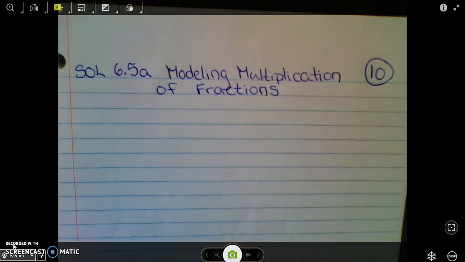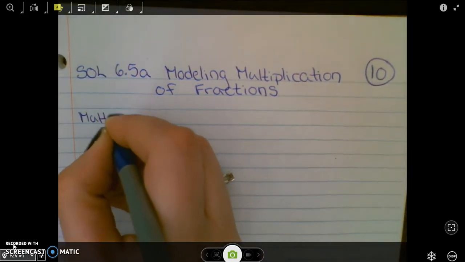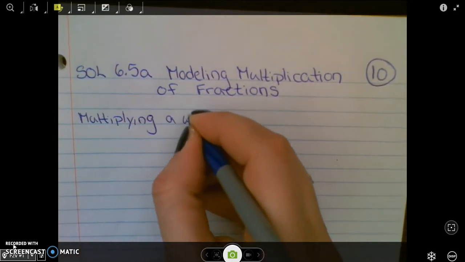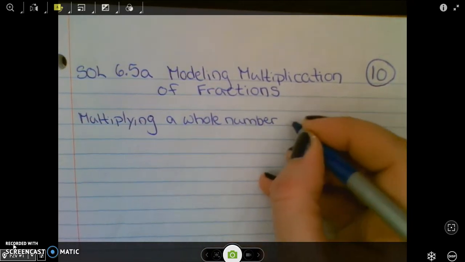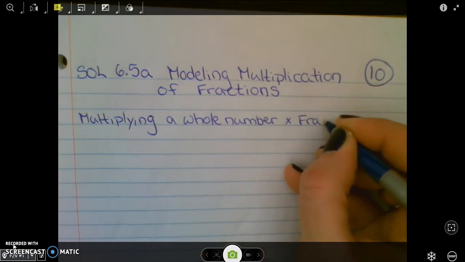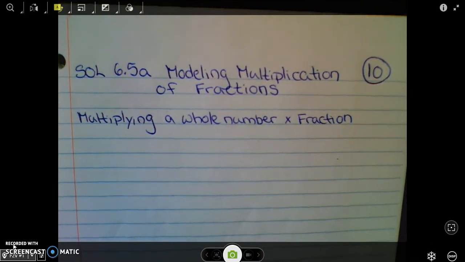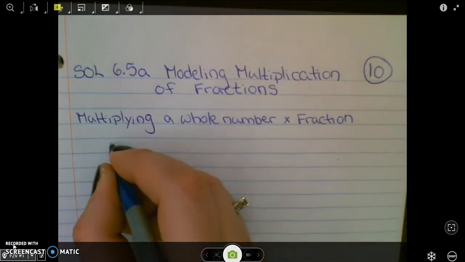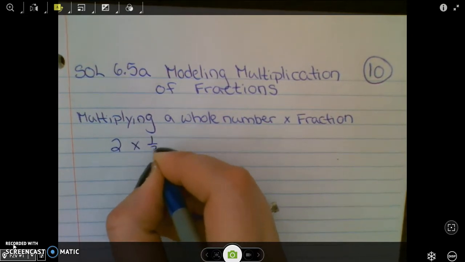So we started out with multiplying a whole number times a fraction. So that's actually where I'm going to start with today. I'm going to say multiplying a whole number times a fraction. You might have, for example, 2 times 1/3.